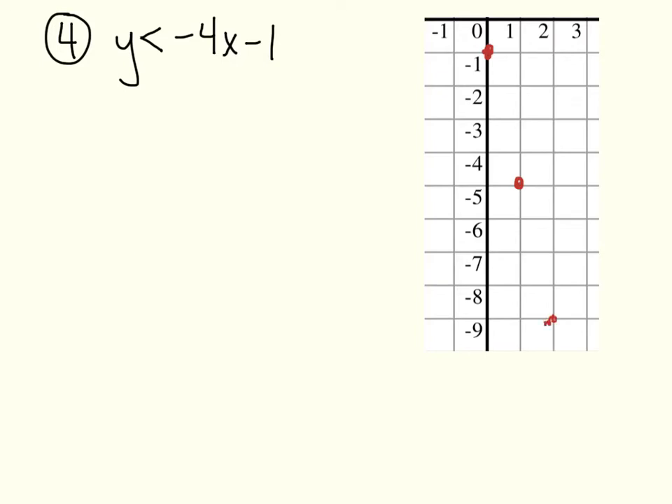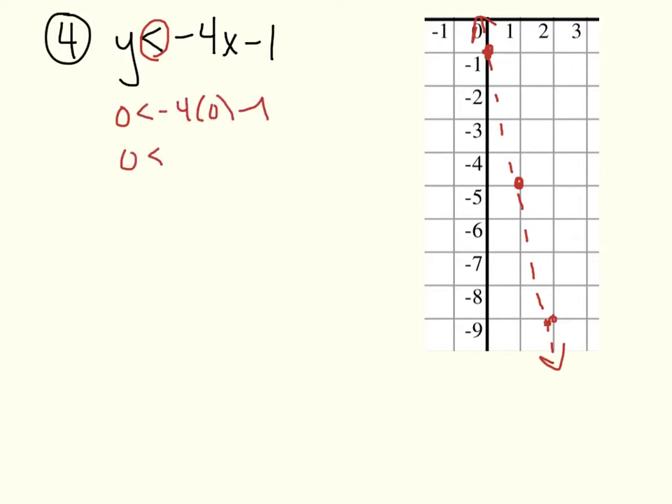Now, because this is a less than, that means it's not equal to, so everything on the boundary line is not a solution. So we draw that representing a dashed line or a dotted line. So that is your line. Now, we need to pick a point not on the line. So I'm going to pick 0, 0 again. So I'm going to plug in 0, 0.